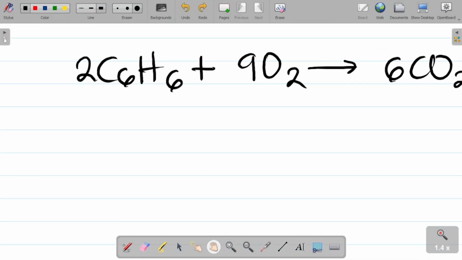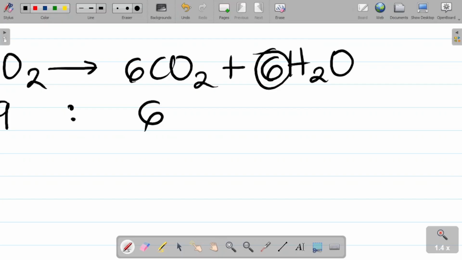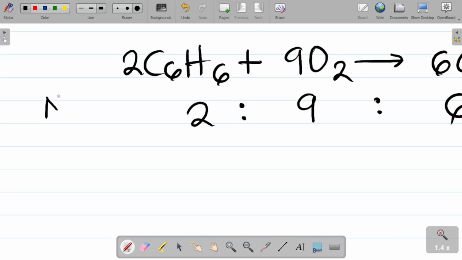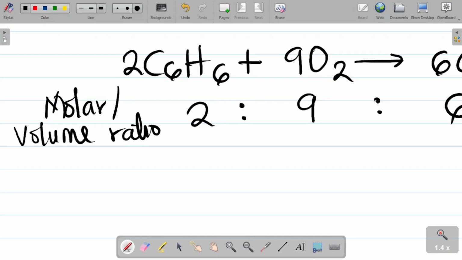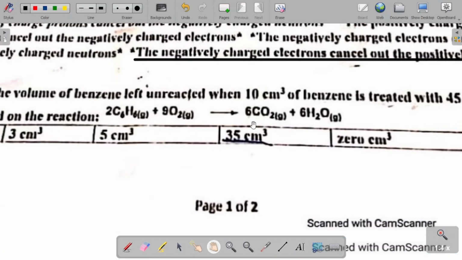Okay, let's get a molar ratio. For this, the coefficient here is 2. So I have 2 is to, for this we have 9, 9 is to, we have 6 for this, and that becomes 6. And then finally we have 6 for this, so that becomes 6. Now this is the molar ratio, yes, but we can call it either the molar ratio or the volume ratio. So this could serve as either the number of moles or the volume. That's in cm cube, as you can see here.